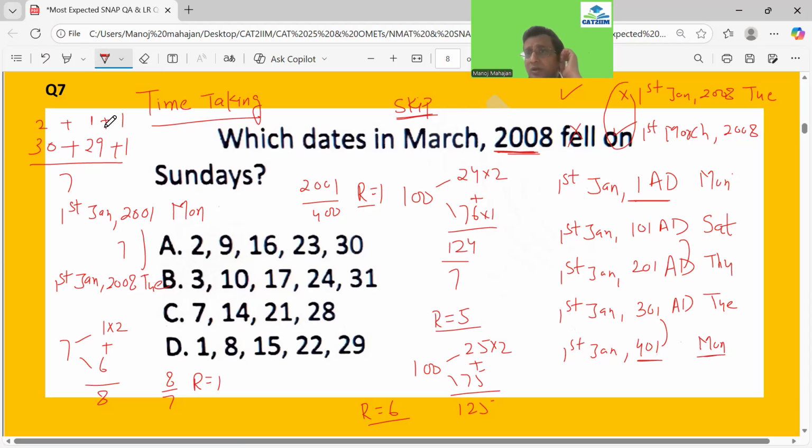So we started with what? Tuesday out here, right? So let's add 4 days over here. Plus 1 Wednesday, plus 2 Thursday, plus 3 Friday, plus 4 Saturday. So this would be Saturday, 1st March 2008. So 2nd March, if I look over here, would be what? Sunday. Now from that 2nd March, keep adding 7, you would get all the days which would be Sunday. So it was a really time-taking problem. So skip such kinds of problems in the SNAP paper.